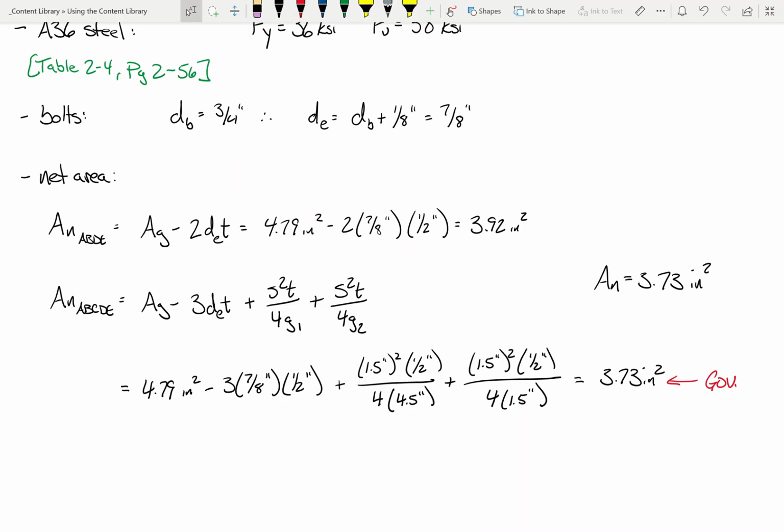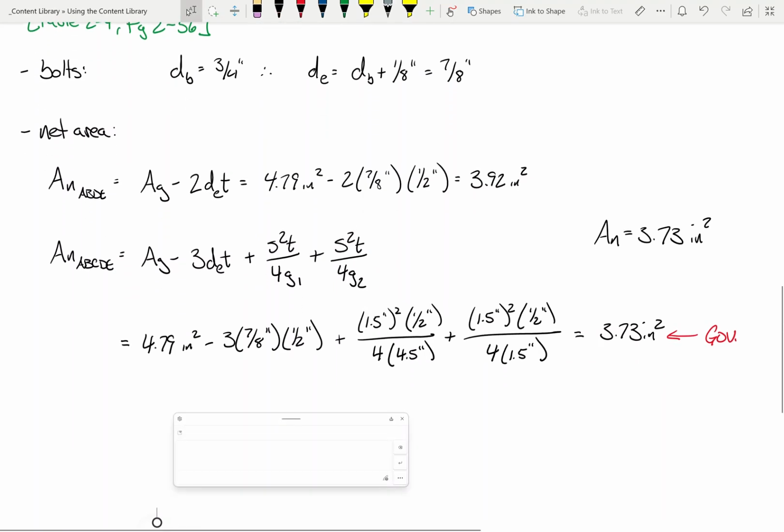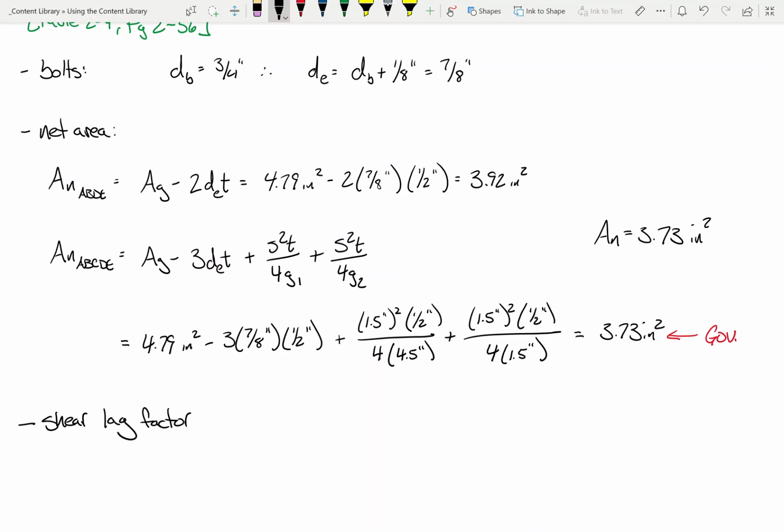So, what's left? In order to start computing capacities, what are we missing? What are we missing to compute capacities? Shear lag factor. Okay. So, we're going to get our shear lag factor. Put it down here. (16.1-34). And I'm going to let you all drive the train. Tell me what to do.